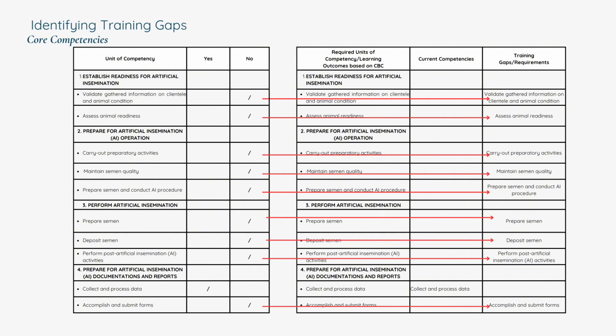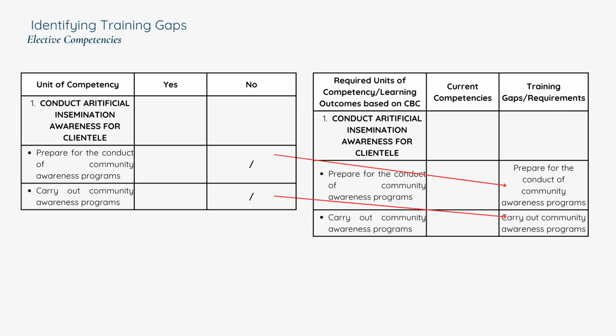While on core competencies, which are basic to artificial insemination, gaps were identified in assessing animal readiness, maintaining semen quality, and performing post-insemination activities. Lastly, in elective competencies, we observed the need for more training in conducting community awareness programs about artificial insemination.